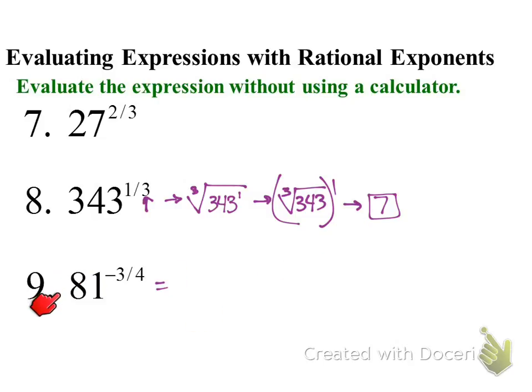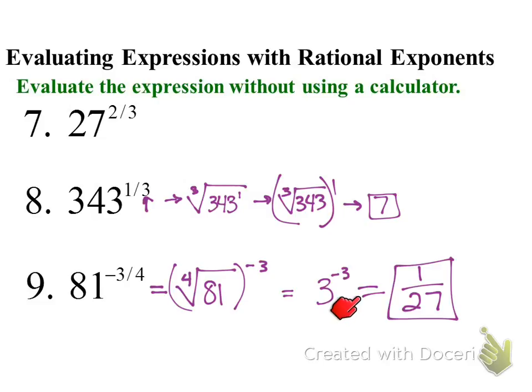So now, 81 to the negative 3/4. We've got to figure out how we are going to manipulate this to the best of our ability. Do I leave it in rational exponent form, or do I start putting it in the index form, the radical notation? So computing the 4th root of 81, we get 3. Now we've got to take 3 to the negative 3rd power. So negative exponents flip the number. So instead of 27, it's 1 over 27.